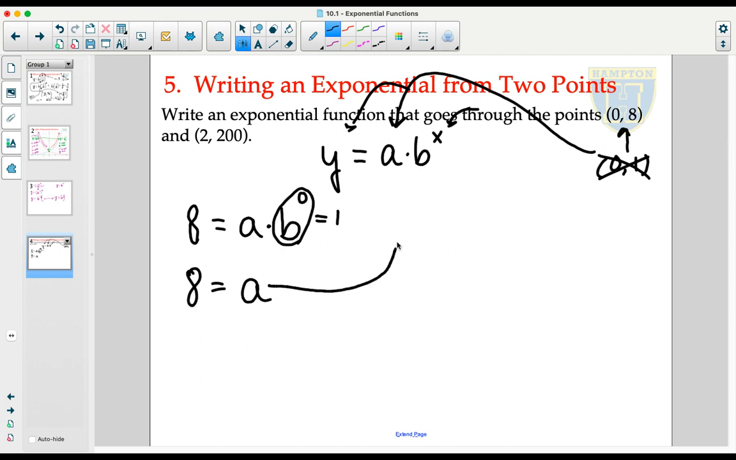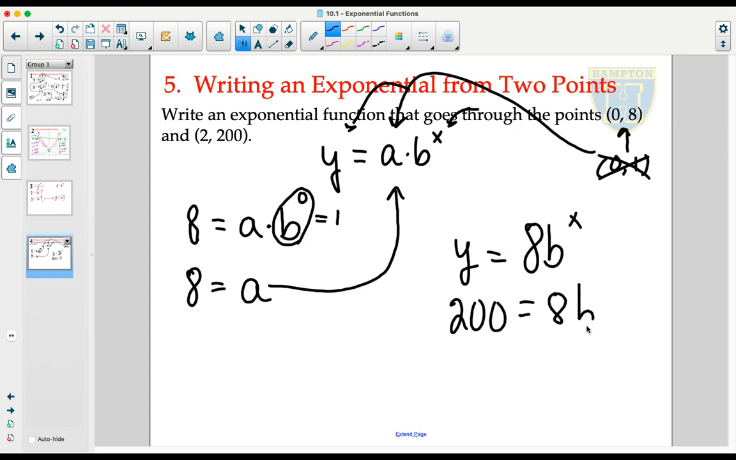Now that I know that a is 8, I can go back to the original function and make a equal 8, and now I'm at this point, but I still don't know what b is. That's where the other point comes into play. So we're going to substitute again, and if we do it correctly, we should be left with only one variable, and that variable being the b.